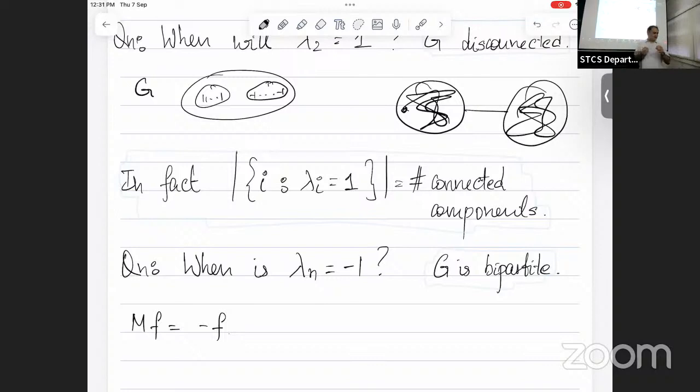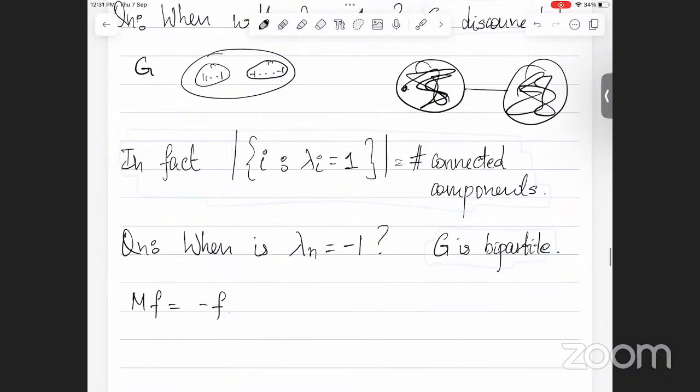So if you think about it, if you take all the positive entries of F as one set and all the negative ones as another set, you can see that all edges in your graph must go between these two sets. That's the way of building a bipartition by looking at this eigenvector. Or conversely, if you know that your graph is bipartite, you just put positive values on one side and negative values on the other side, set up in such a way that the averaging gives MF equal to -F.